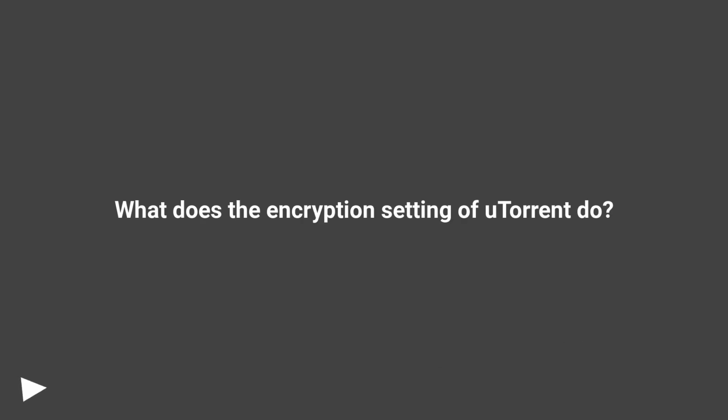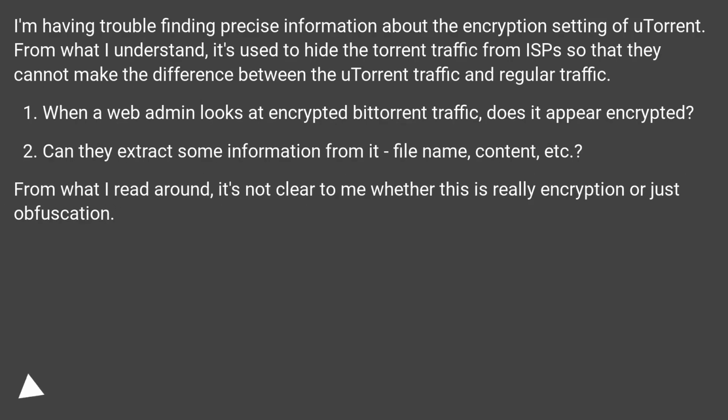What does the encryption setting of uTorrent do? I'm having trouble finding precise information about the encryption setting of uTorrent. From what I understand, it's used to hide the torrent traffic from ISPs so that they cannot make the difference between the uTorrent traffic and regular traffic.